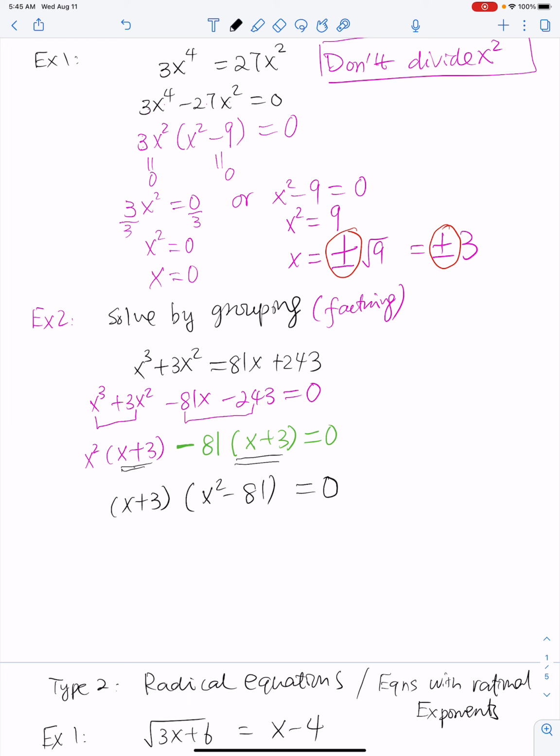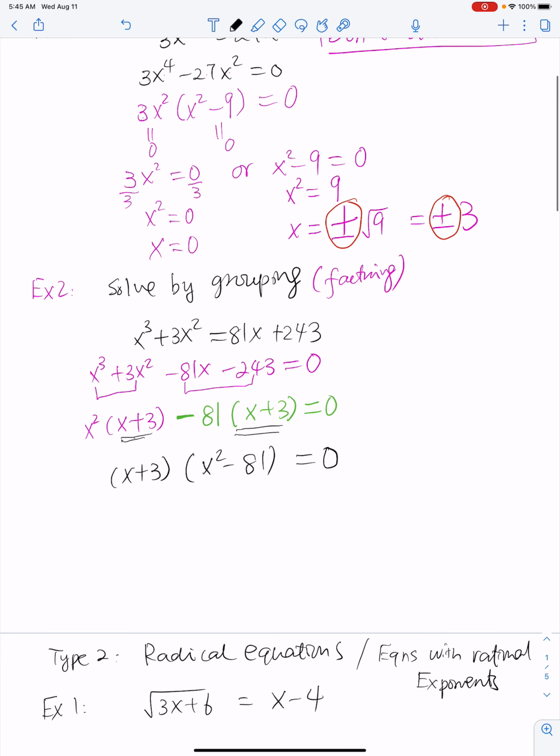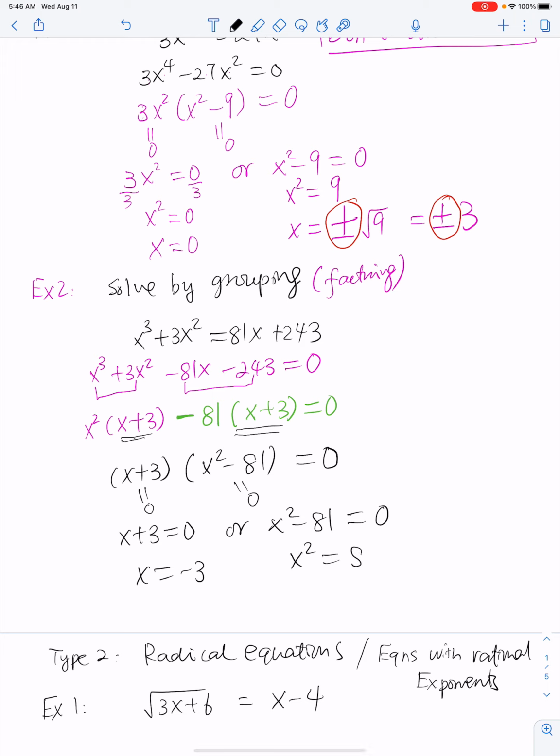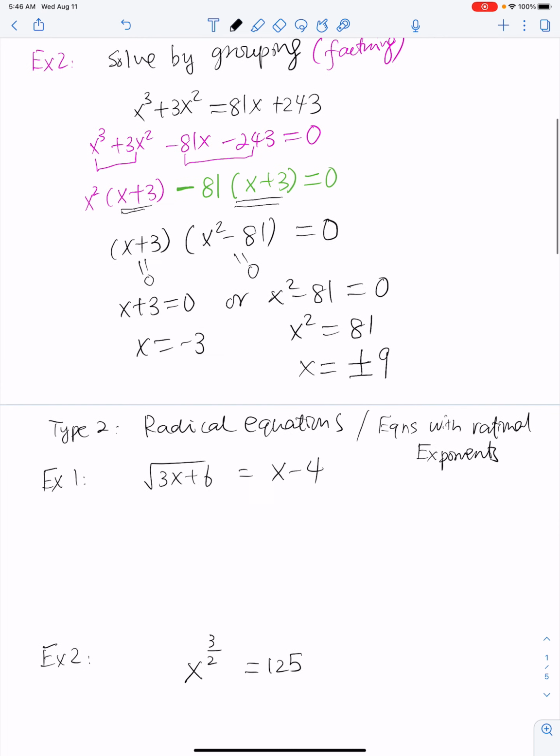So what do we have? Two terms multiplied together equal 0, so each term equal to 0. So x plus 3 equal to 0, or x squared minus 81 equal to 0. So what do we have here? x equal to negative 3. Square root method: x squared equal to 81, and x equal to plus or minus 9.